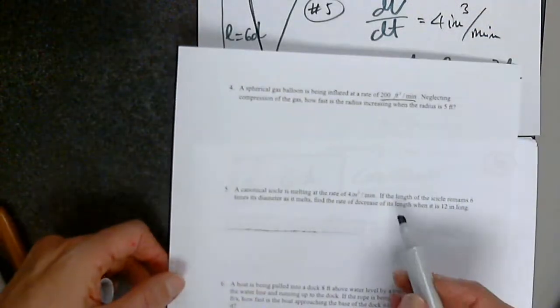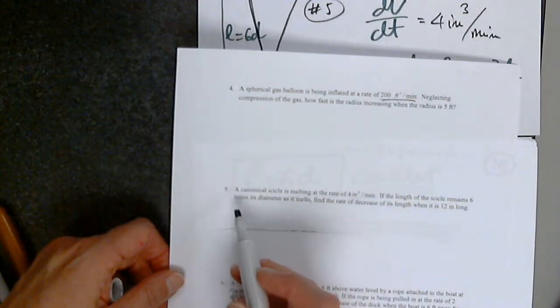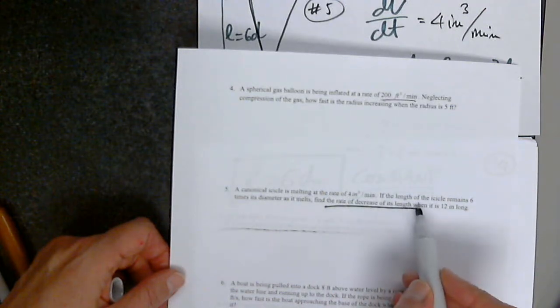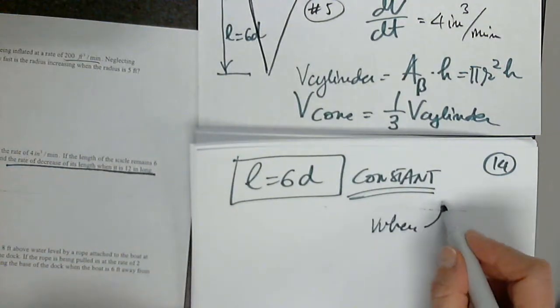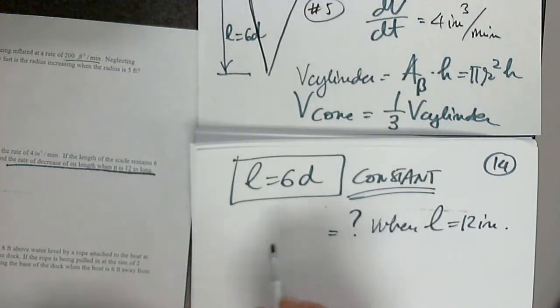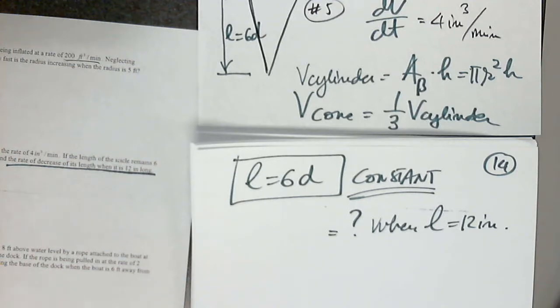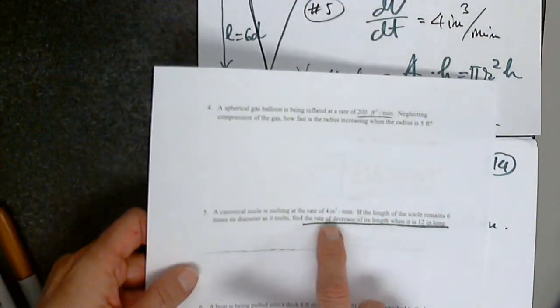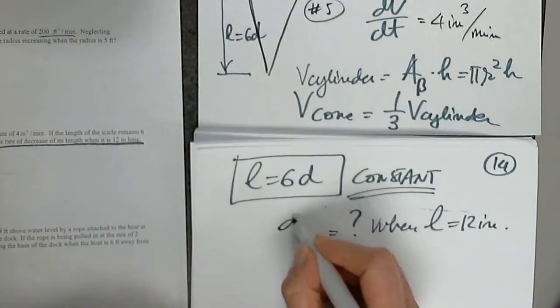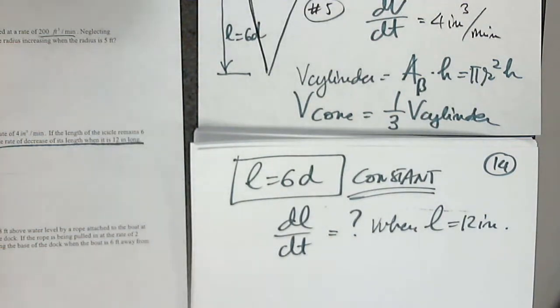Okay. If the length of the icicle remains 6 times its diameter as it melts, constant all the time, find the rate of decrease of its length when it is 12 inches long. When the length is 12 inches. But what? What am I asked to find? Say it again. Okay, let's read again. Find the rate of decrease of its length. Exactly, excellent. dL over dt is what we're asked to find.